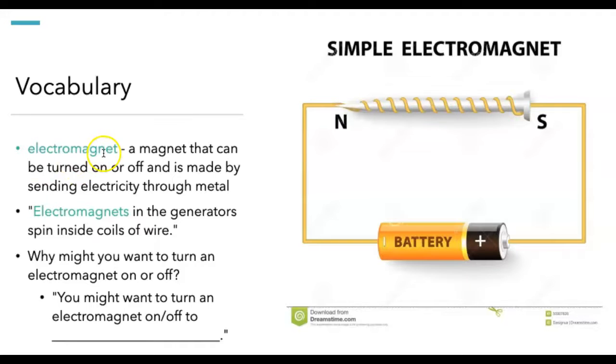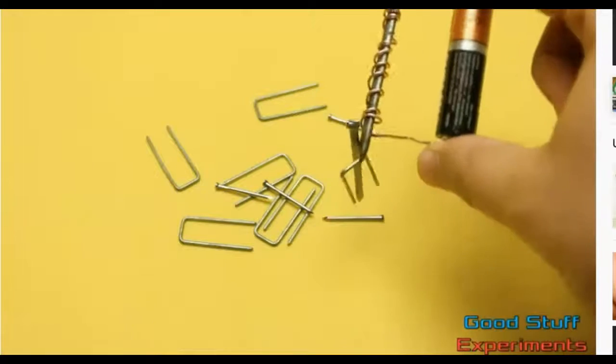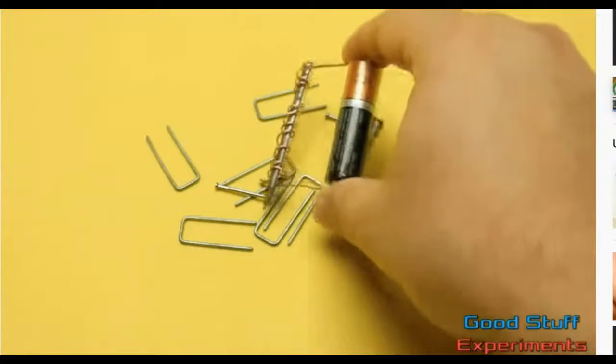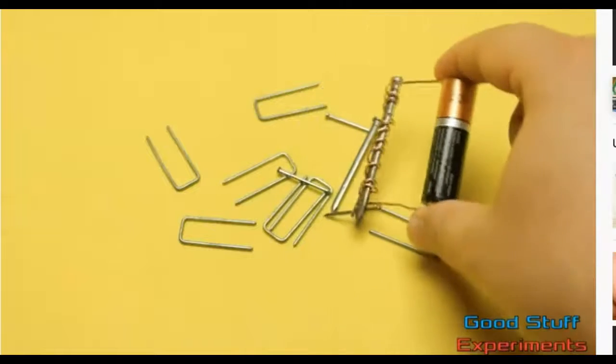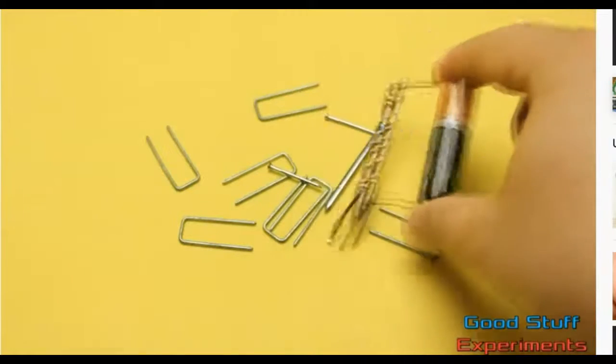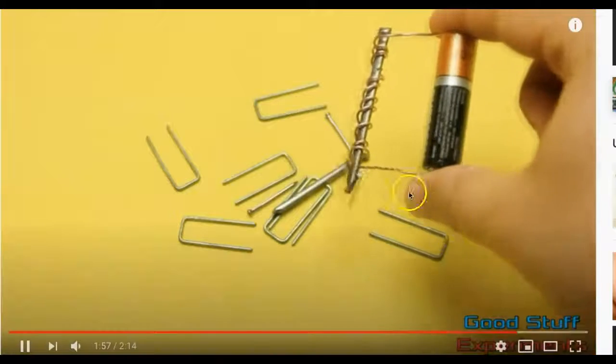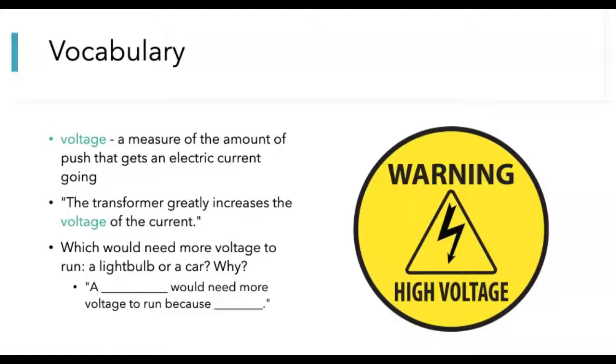Our next word is electromagnet, a magnet that can be turned on or off and is made by sending electricity through metal. Electromagnets in the generator spin inside coils of wire. Why might you want to turn an electromagnet on or off? Our next word is voltage, a measure of the amount of push that gets an electric current going.